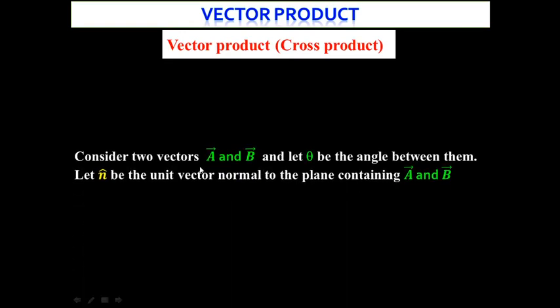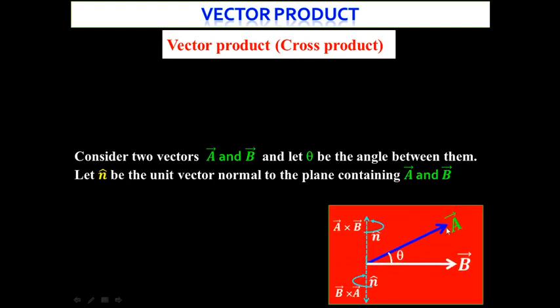So consider two vectors, vector A and vector B, and suppose theta is the angle between them. Let n cap be the unit normal vector to the plane containing vector A and B. See this diagram, this is vector A and this is vector B. Theta is the angle between vector A and B. The direction of the vector product of vector A and vector B is the same as the direction of the unit normal. Okay, the direction is perpendicular to the plane containing vector A and B.